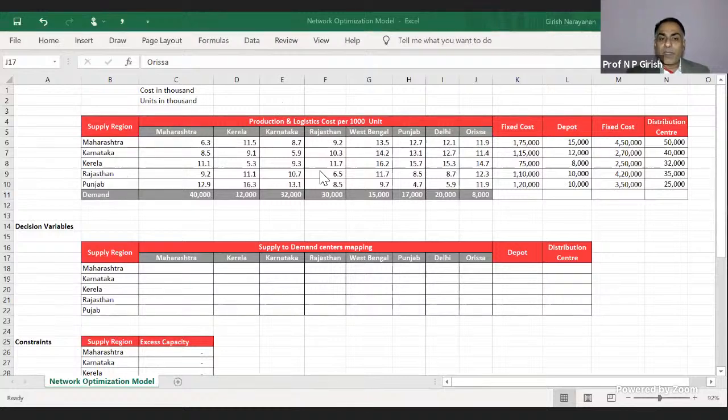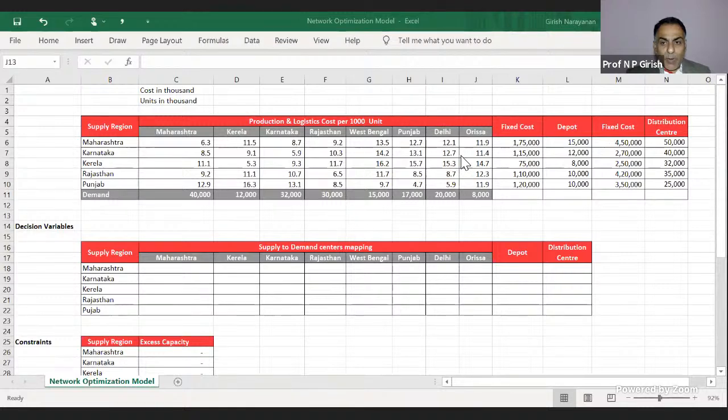Then what else do we need? We said we need to understand the demand forecast from the demand center. So demand center, supply center, and what is the quantity demanded in the demand center. That's the quantity: 40,000, 12,000, 32,000, 30,000, 15,000, 17,000, 20,000, 8,000. So these are all the quantities demanded.